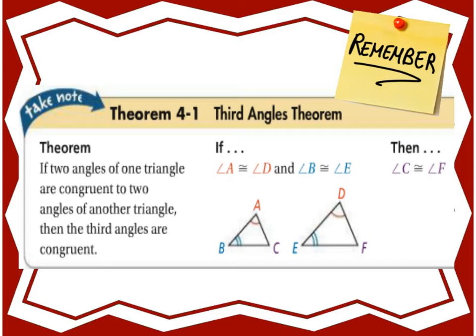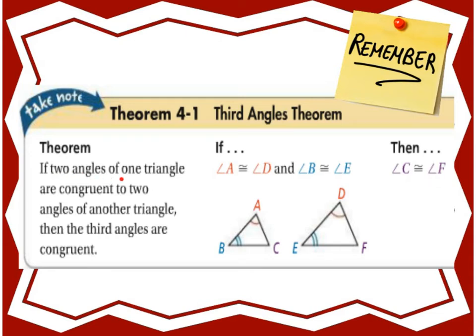Okay, now let's talk about, we've done a few theorems about triangles in the past, like the triangle sum theorem, but this is a new one for us. It's called the third angles theorem, and it says that if you have these two triangles here, and you know that angle A in one triangle is congruent to angle D in the other triangle, so you know these angles are congruent, and you happen to know another set, B and E, then that means that the last set have to be congruent.